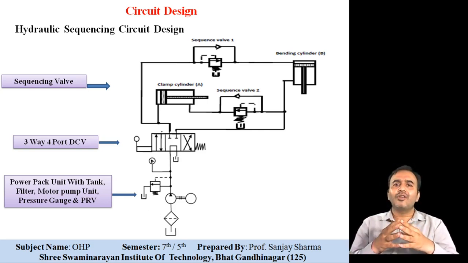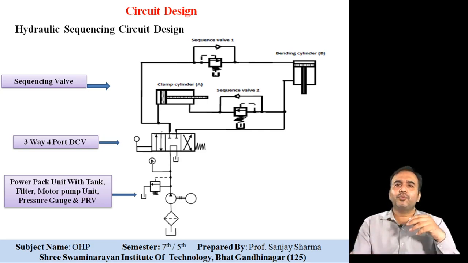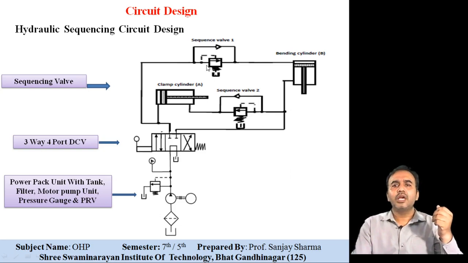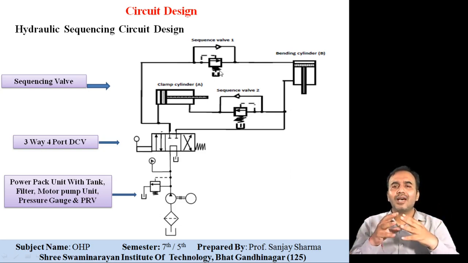Before we move to the hydraulic sequencing circuit design, let us see what components are used in it. If you see on this screen, there is a clamping cylinder A, and there is a bending or drilling cylinder B. In order to control these two, there is sequence valve 1 and sequence valve 2. Friends, these sequence valves are controlled by pressure and operate based on the pressure which is set. So how will it operate? Let us see the first operation.